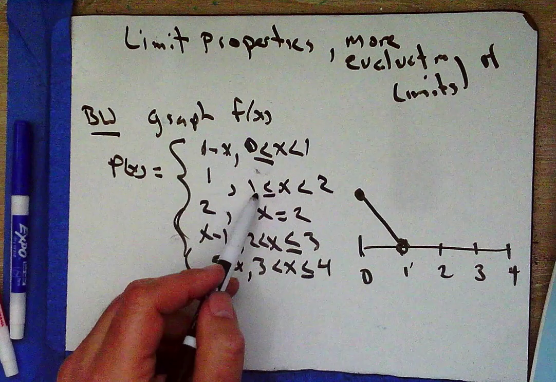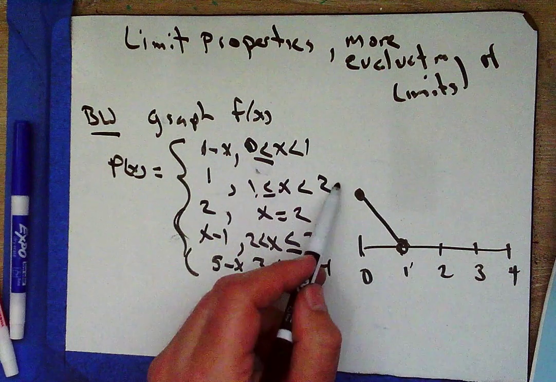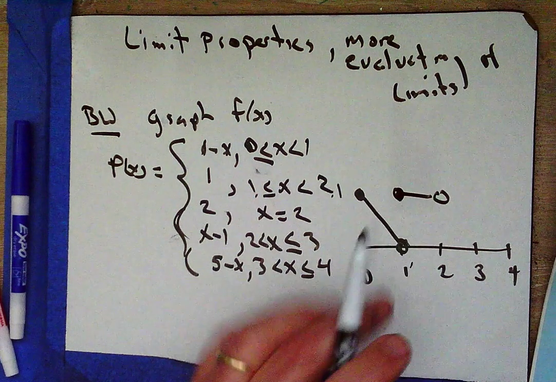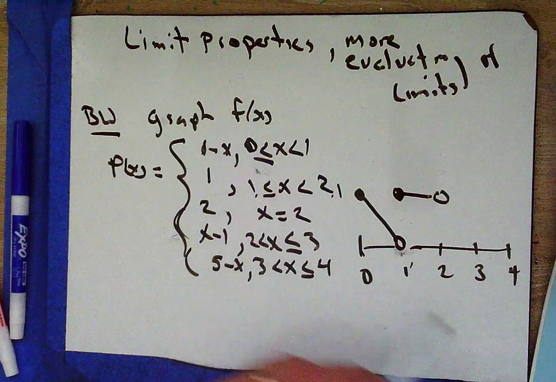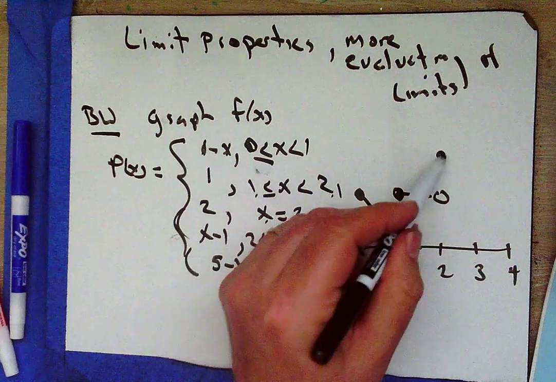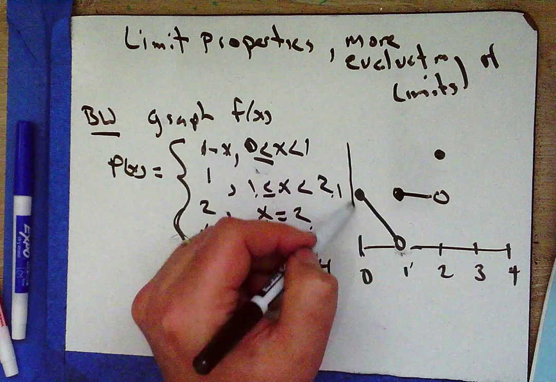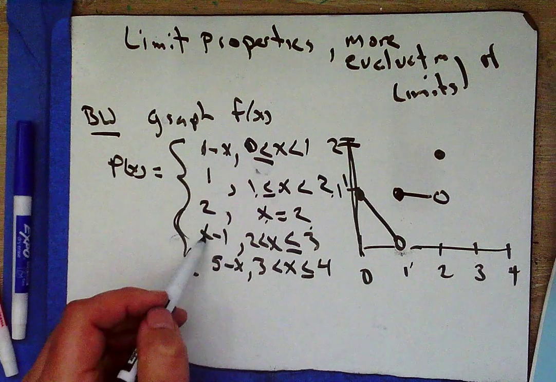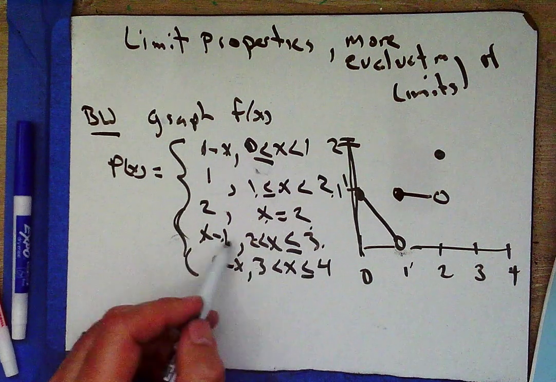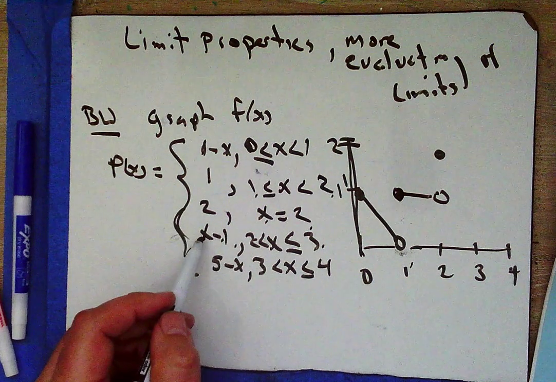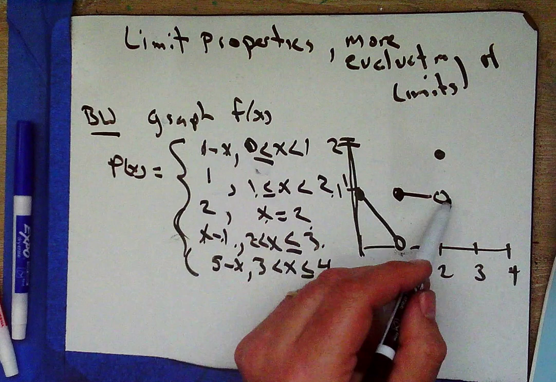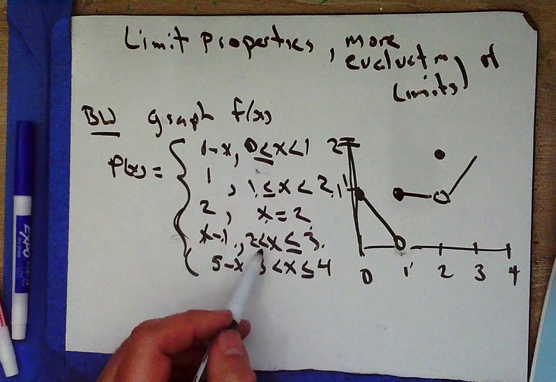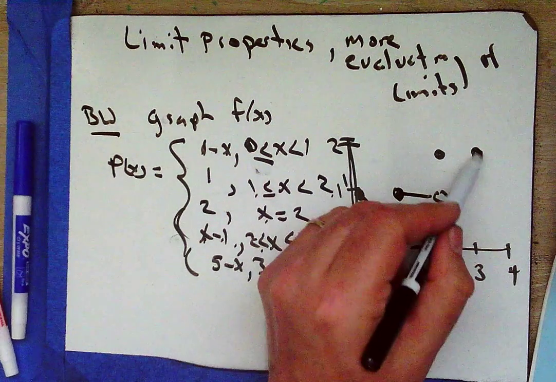Now, for 1 to 2, I'm just going to have this to here. At x equals 2, I have a y value of 2. And then from 2 to 3, x minus 1. Okay, so x minus 1. If I plug in a 2, I get 1. If I plug in a 3, I get 2. And an open circle on the left, but a closed circle on the right.